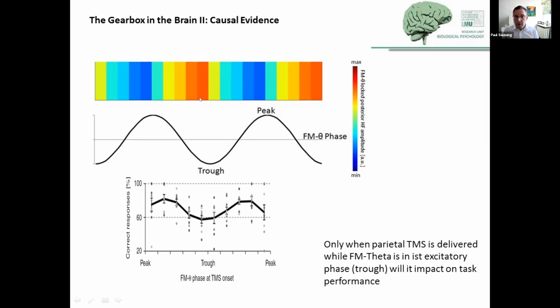So when, just by incidence, we delivered the TMS pulses close to the trough of frontal midline theta, participants dropped close to chance level, whereas they were fairly unimpaired when we stimulated close to the peak phase of frontal theta. So that actually matches quite well the results from the EEG experiment.